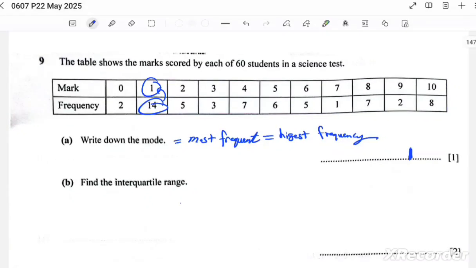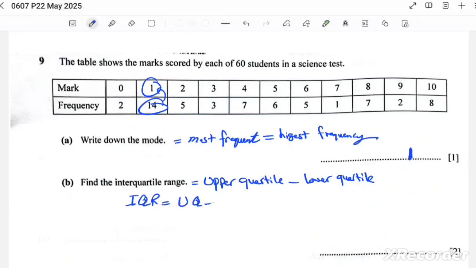Then find the interquartile range. So the interquartile range is the upper quartile minus the lower quartile, which we will write like IQR equals UQ minus LQ. Or sometimes, especially in GDC, you'll find it like Q3 minus Q1. Our goal now is to find the upper quartile and the lower quartile and then subtract them.